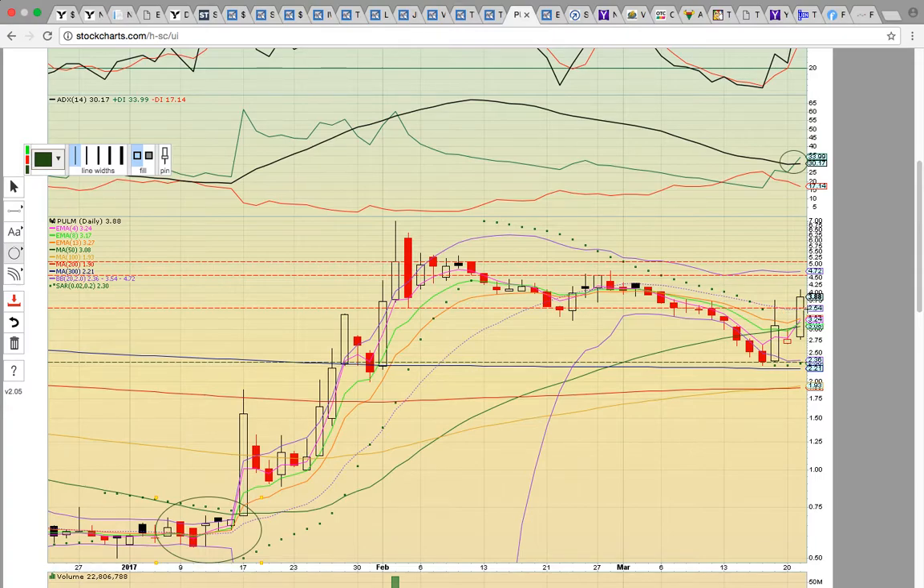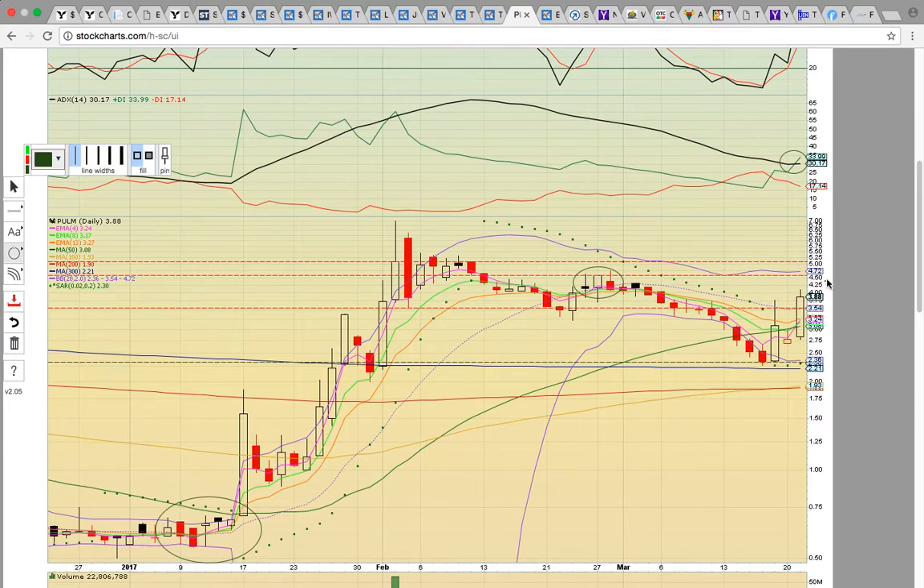We wanted to see a close above the middle Bollinger Band, and now we want to see that level turn into support. Back here in February, the middle Bollinger Band failed to turn into support, and the downtrend continued. If that happens again, if you see a pullback and a close back below the middle Bollinger Band, then PULM will no longer be in play. For us, the middle Bollinger Band is the stop loss level. Do not hold with a break below that level.